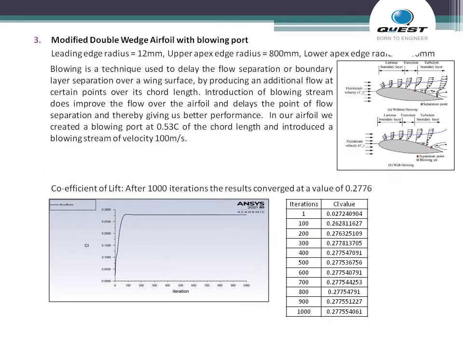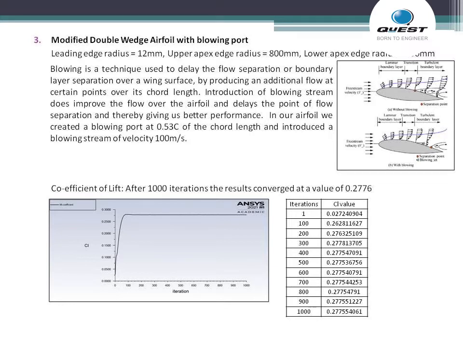And at last we have the modified double wedge airfoil with the blowing port. Now blowing is basically a technique which is used to delay the flow separation or the boundary layer separation over a wing surface. This is done by producing an additional flow at certain points over the chord length. Now this in turn helps us achieve better performance.